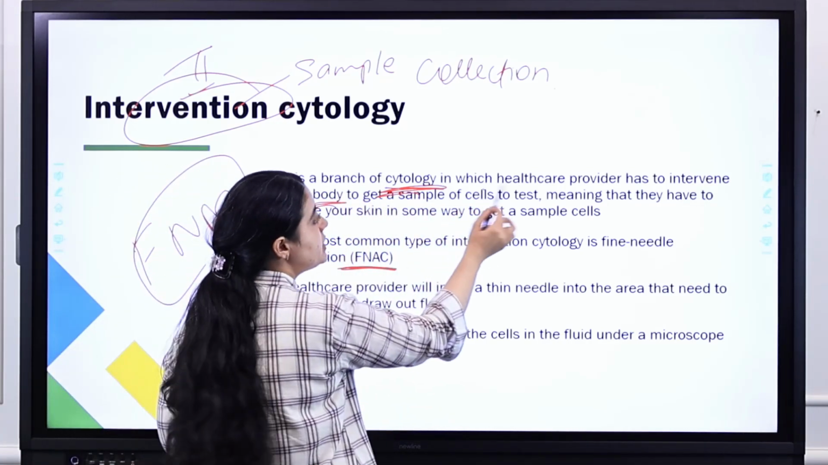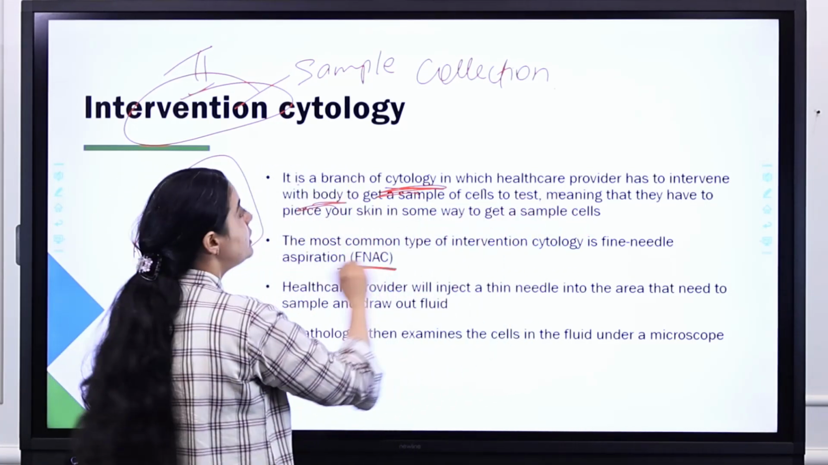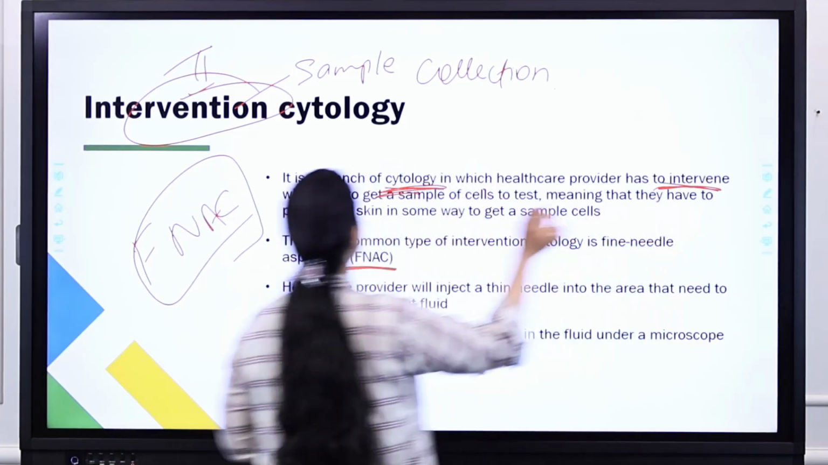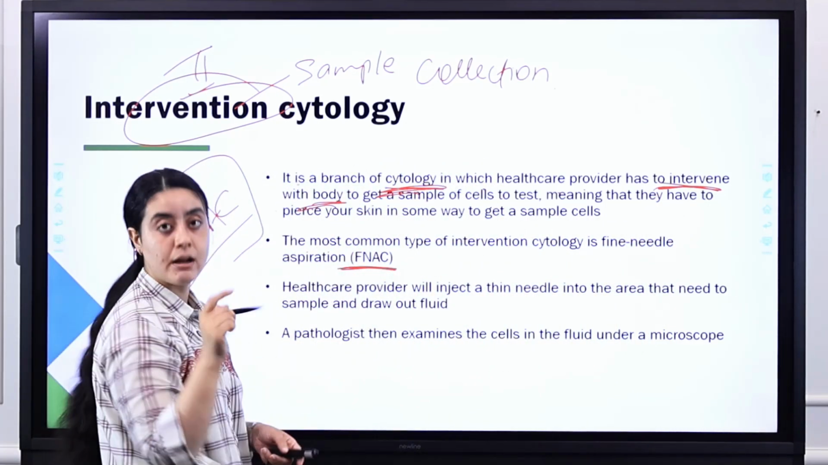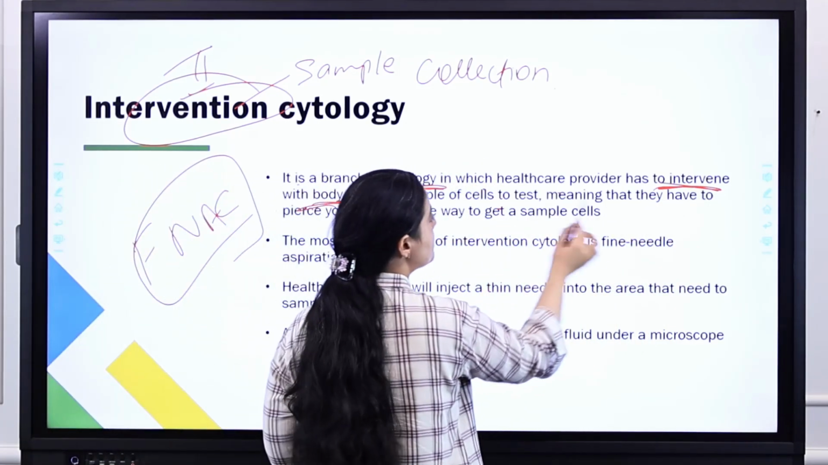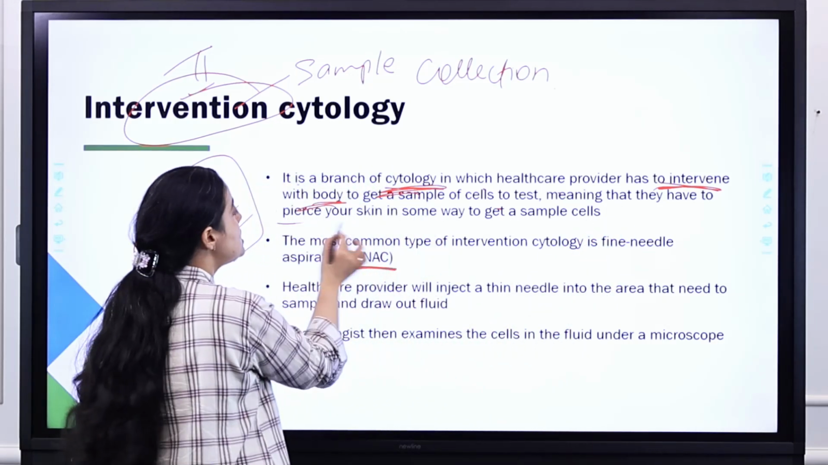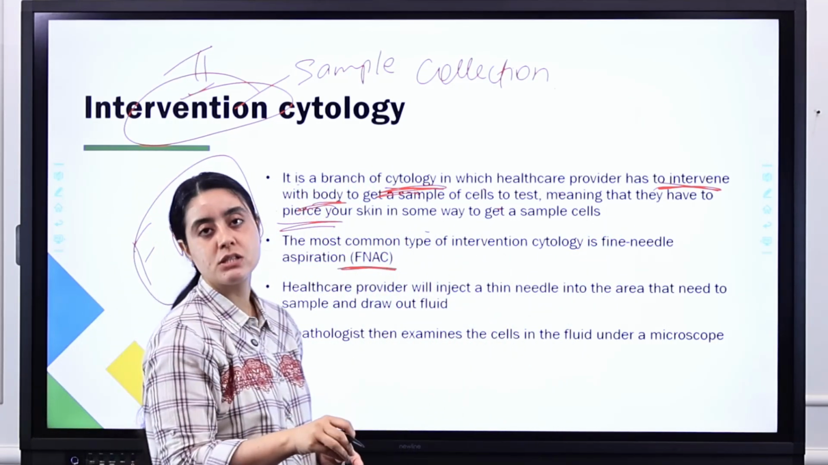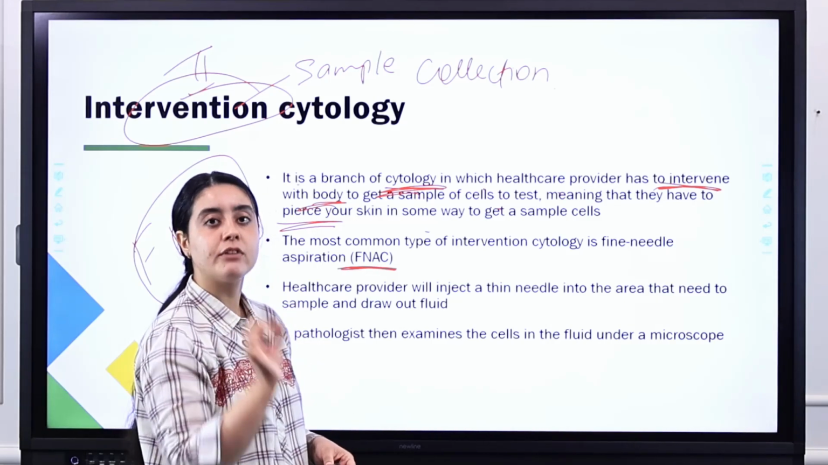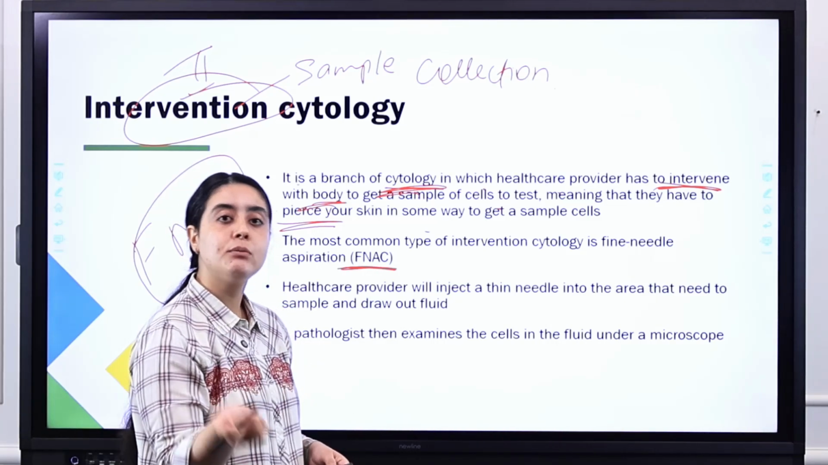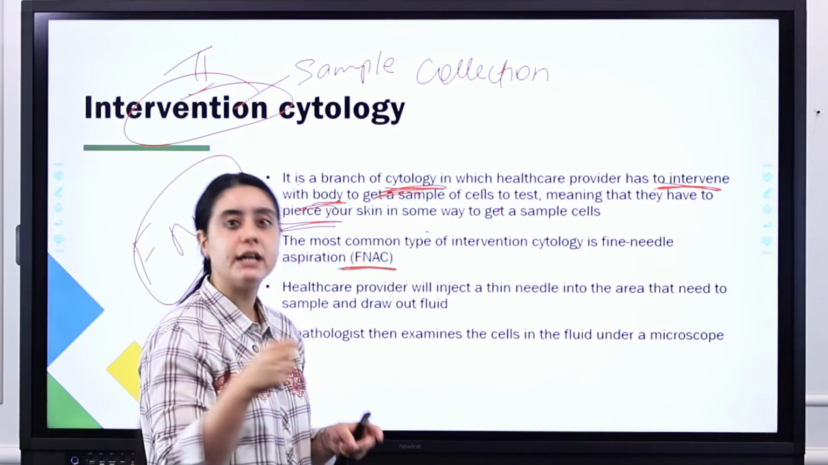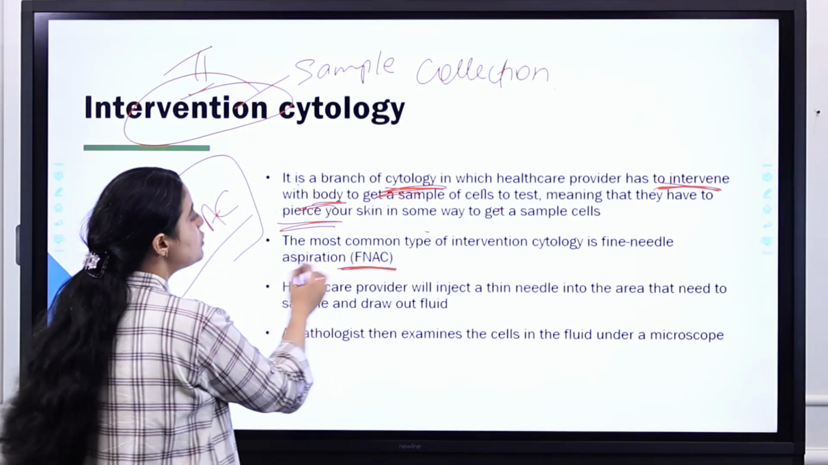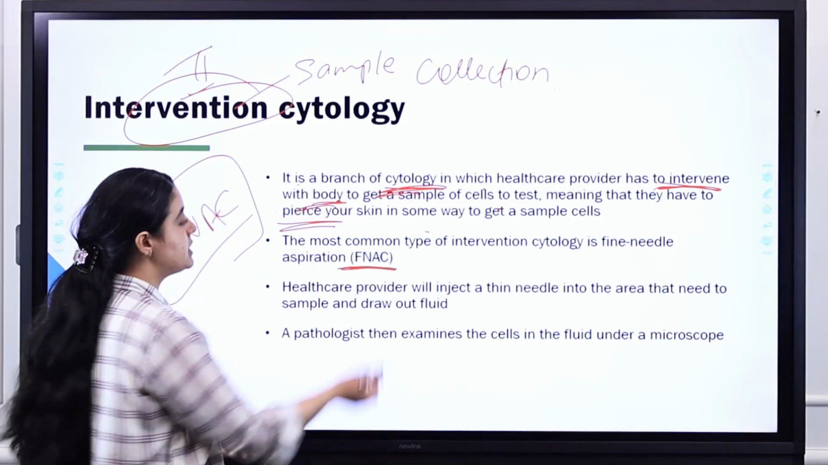It is a branch of cytology in which the healthcare provider has to intervene with the body to get samples of the cells to test, meaning that they have to pierce your skin in some way to get the sample cells. It is not collected from outside of the body. You have to pierce the body of the patient to collect the sample. So the most common type of intervention cytology is FNAC.